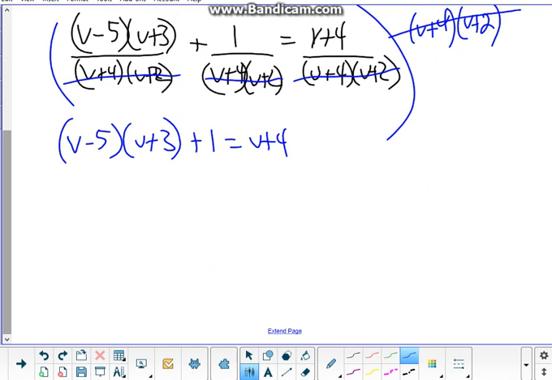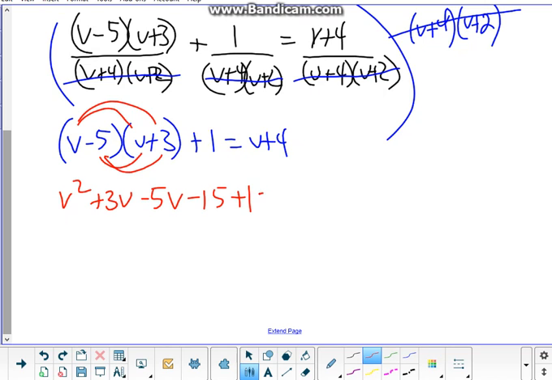Now this one's kind of a doozy, okay? We're going to have a little bit more work we need to do with this. I'm not going to give you too many that are this difficult, but we can still do this, okay? Let's go ahead and distribute. v times v is v squared. v times 3 is 3v. Negative 5v. Negative 15 plus 1 equals v plus 4. Let's go ahead and combine like terms. I've got a v squared. 3v minus 5v is negative 2v. Negative 15 plus 1 is negative 14. And then I've got v plus 4.